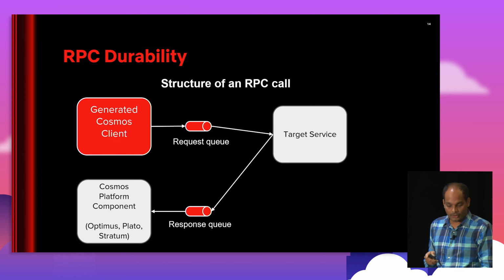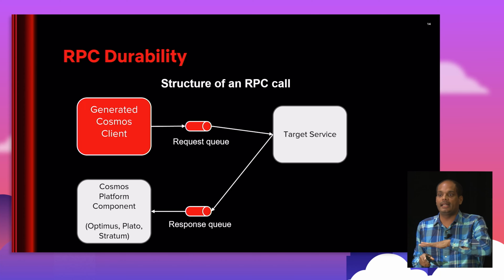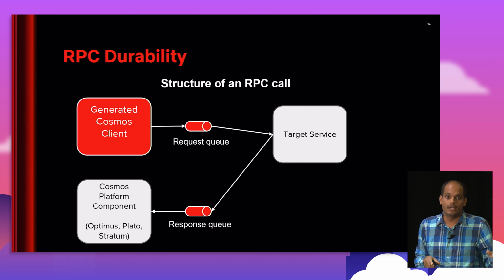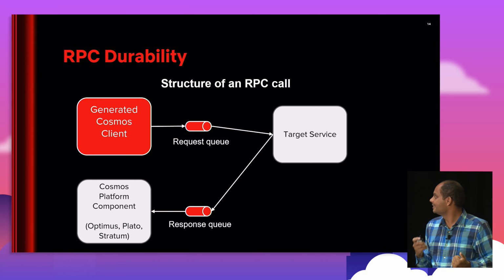That construct abstracts this away nicely and provides durability at a very substrate level in Cosmos. So that's how we do durability in Cosmos. With that, I'll transition over to Dmitry to talk about scale.